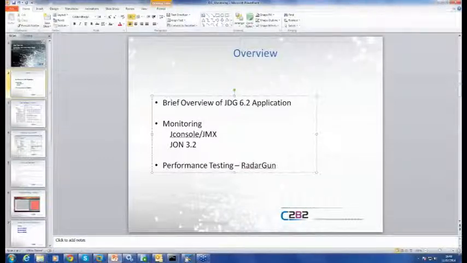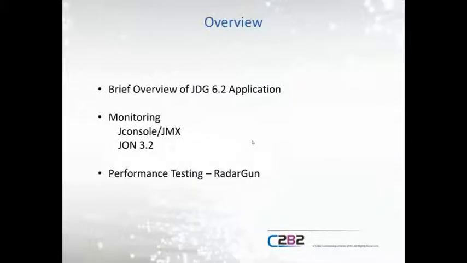Following on from that, we will give you an overview of various different tools one can use for monitoring data grid applications. Primarily we'll be using today JConsole, which is a JMX based tool for monitoring our data grid application, and secondly I'll show you how to set up and configure JBoss Operations Network 3.2 to monitor our data grid application.